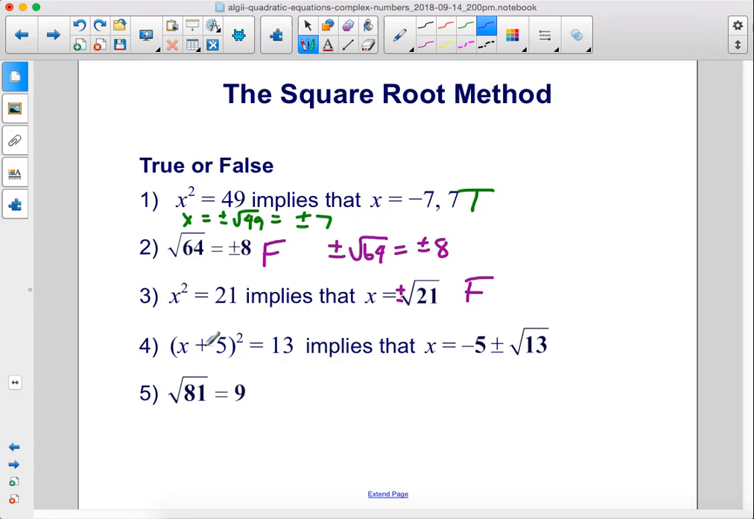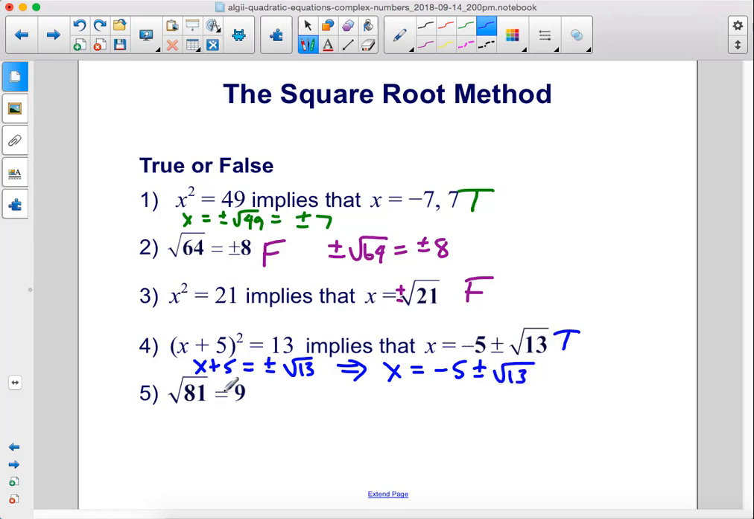All right, x plus 5 squared equals 13 implies that x equals negative 5 plus or minus the square root of 13. Yes, this is true. If we take the square root of both sides here, we get x plus 5 equals plus or minus the square root of 13, and then we can subtract 5 from both sides. We get x equals negative 5 plus or minus the square root of 13, which is right there.